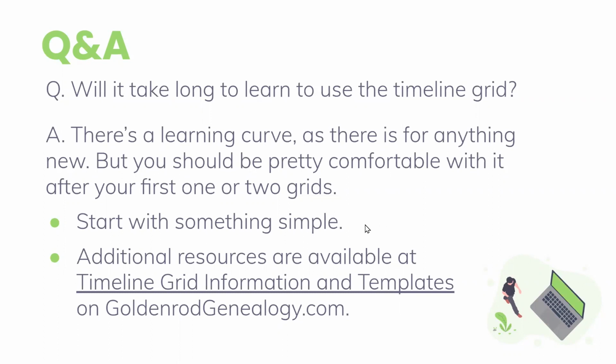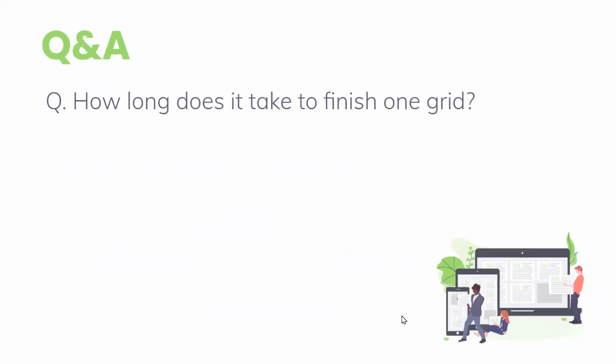Don't go for those complicated ones right at first. Just choose a simple one where it's mom, dad, and kids, and they're easy to plug into the grid. And then also we've got, like I mentioned, some other webinars on the timeline grid, and they are available on this timeline grid page on goldenrodgenealogy.com.